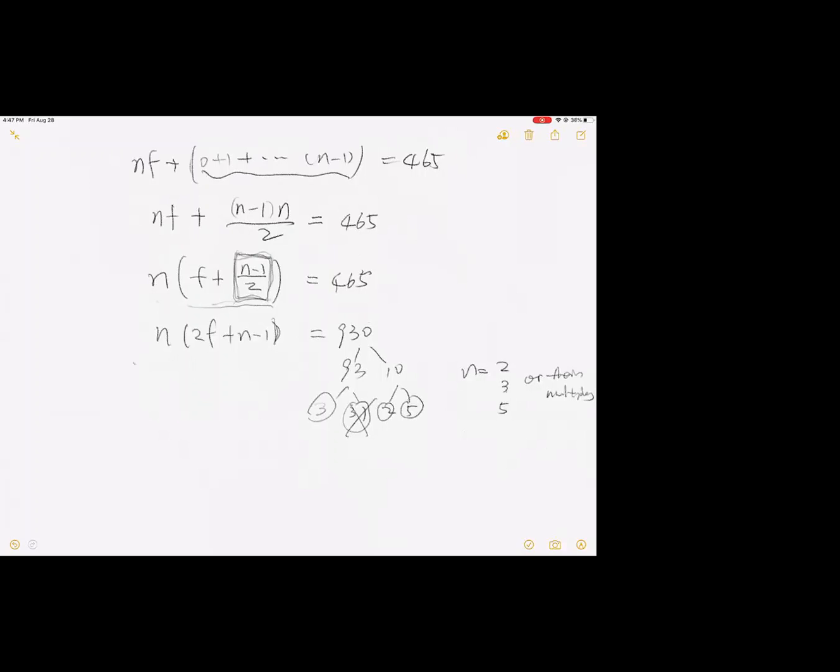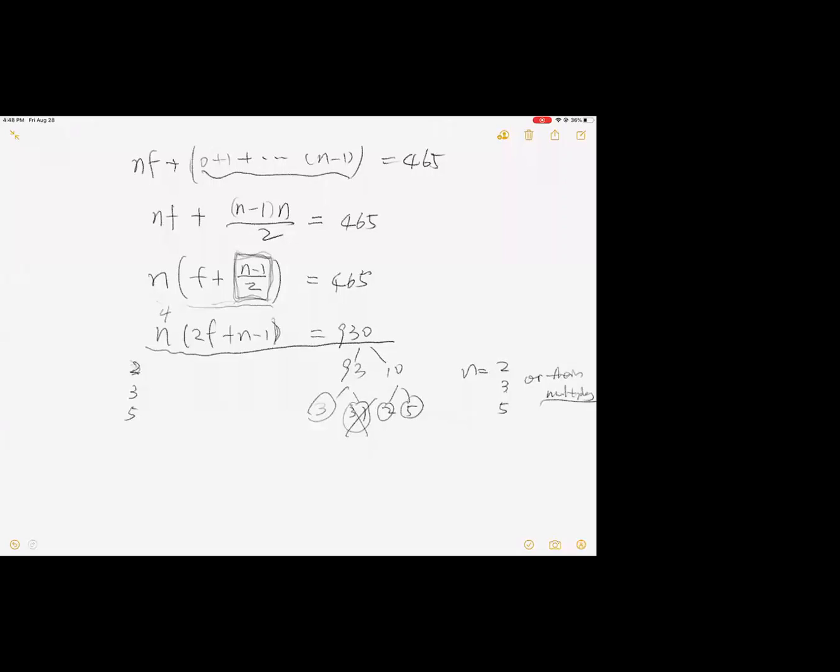So now you have n is 2, 3, 5, and any other multiple of them? Can n be 4? You said or their multiples. So 4 is a multiple of 2. Can n be 4? Wait, let me try. What if n is 4? Think about it.